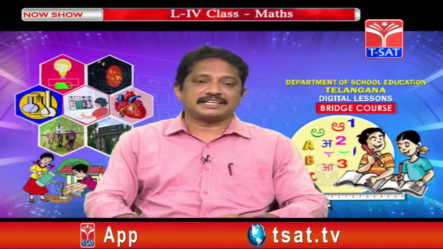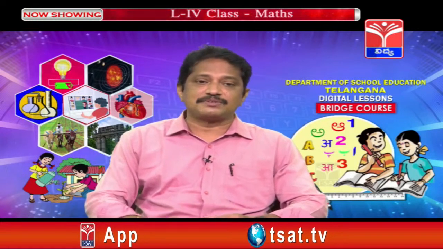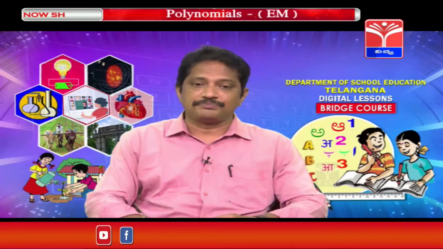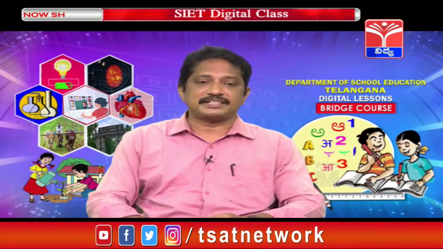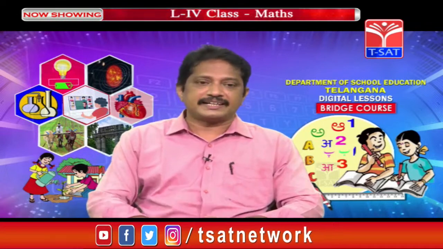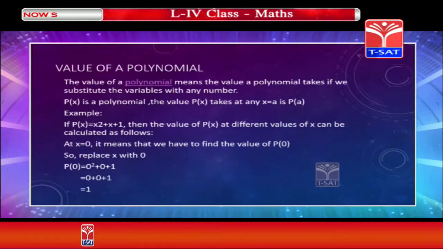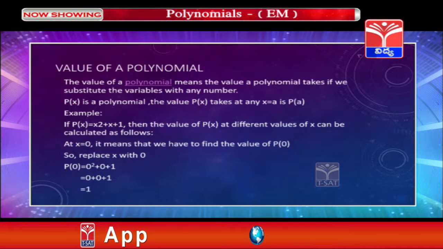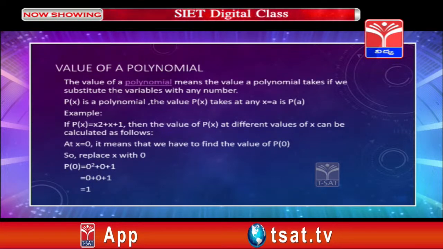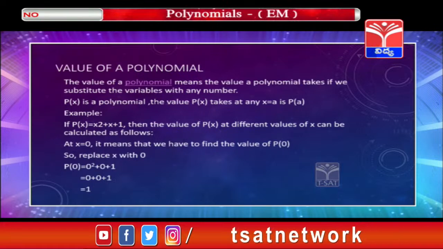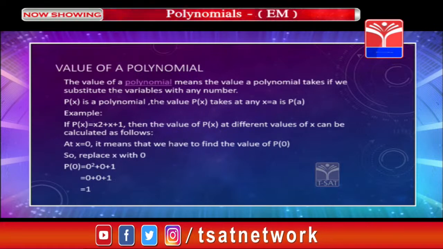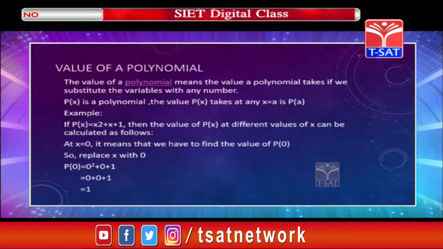Okay. So, let us take an example. If p of x is equal to x square plus x plus 1, then find the value of p of x at different values of x, as follows. At x equal to 0, it means that we have to find the value of p of 0. Clear? Okay. P of 0 means you have to replace x with 0. We have to substitute the value 0 where the x is present.